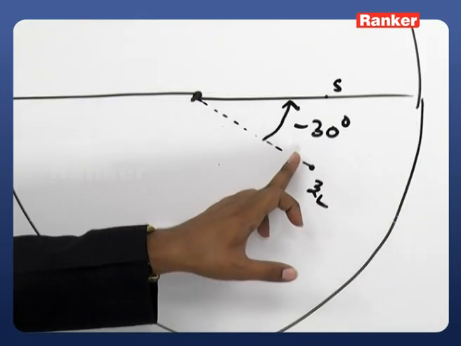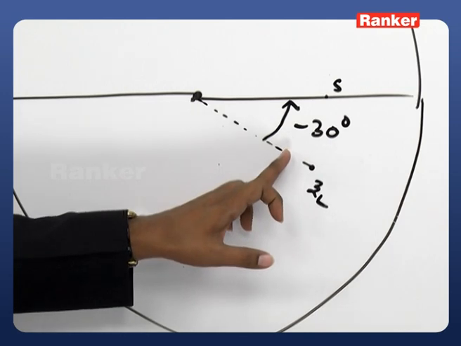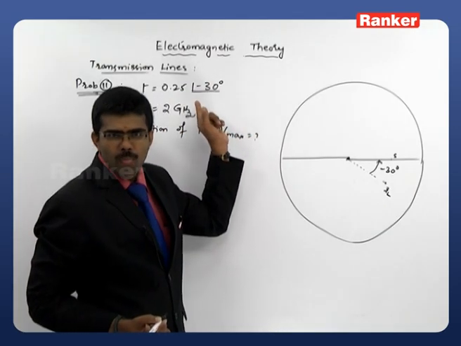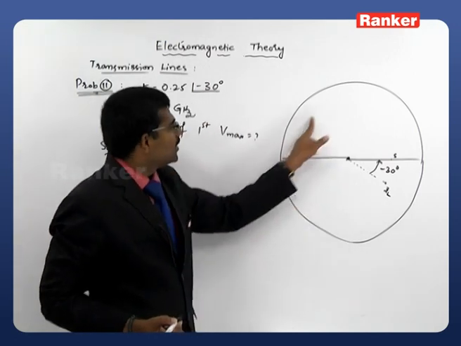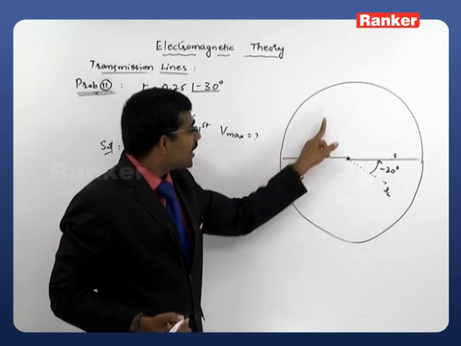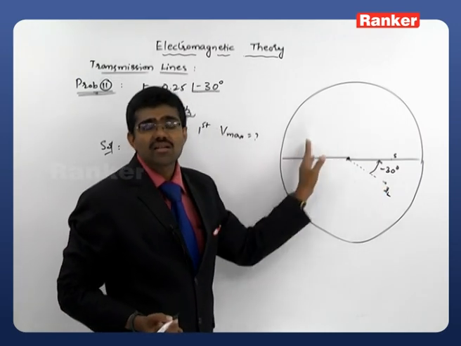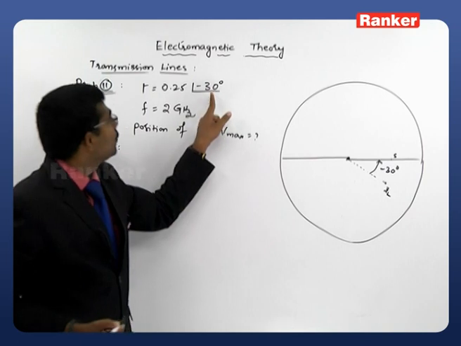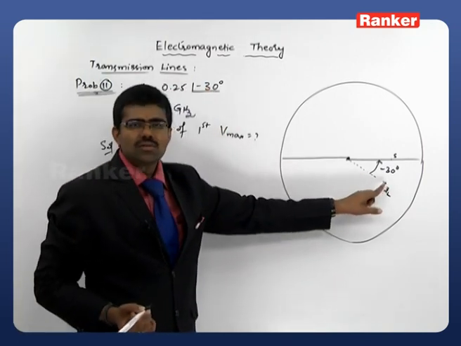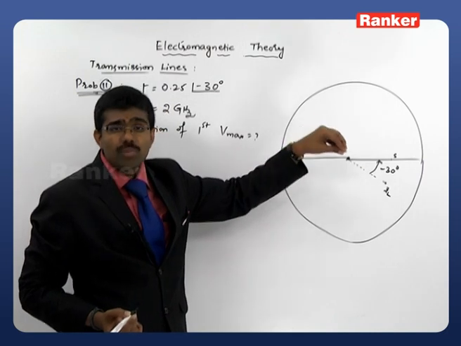Imagine this is the load. From the load, if you are considering the reflection coefficient, OP by OQ will give you that 0.25, and this entire angle is nothing but the angle POS, right? But instead of taking this entire angle, we are taking the angle in the anti-clockwise direction, that is minus 30 degrees, which is given in the data. Now we are at the load, which means you stopped at the load.